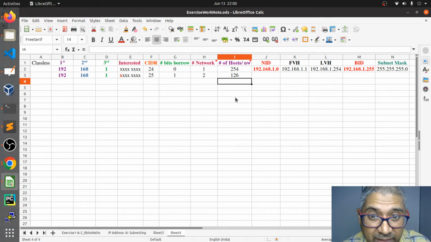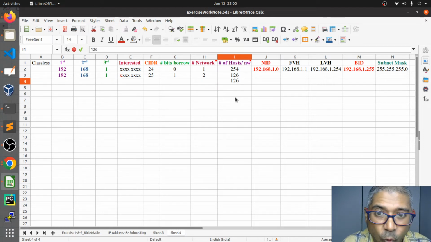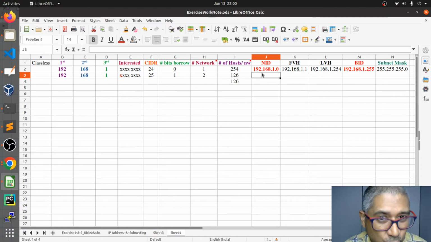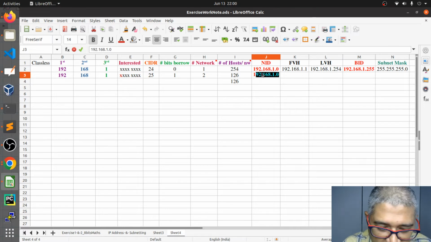How many networks will it become? Two networks, right? So 126 hosts in one network, and 126 in another network. Are you agreed or not? Two networks. Excellent.